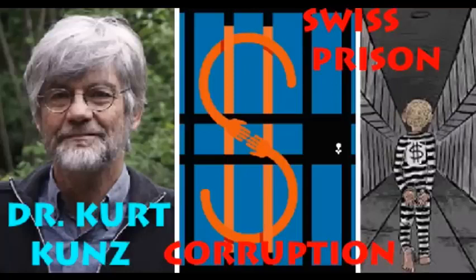And if you open up your mouth about this, they say you're an obstructionist, or a querulant, as they say it. So here is Dr. Kurt Kunz, and here you see the dollar sign inside the bars of a prison door. Here you see the prisoner with the dollar tag on his back, like Homie Ross. And it says here, Swiss prison, corruption.